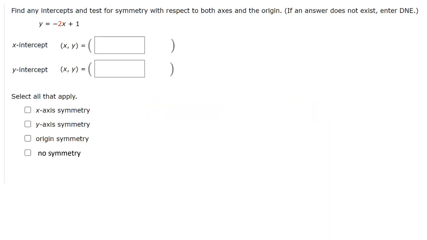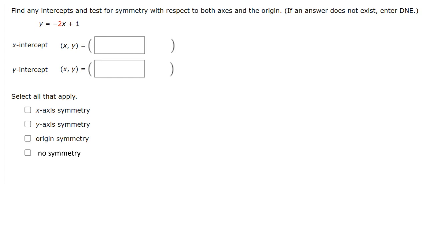Okay. So we're going to start with the earlier chapters, and then we're going to make our way to the last chapters that we've covered. And so for this example, it says find any intercepts and test for symmetry to both axes and the origin.